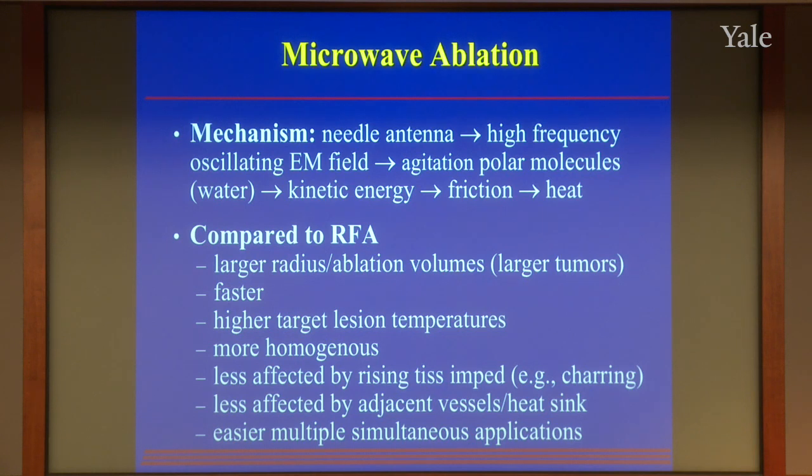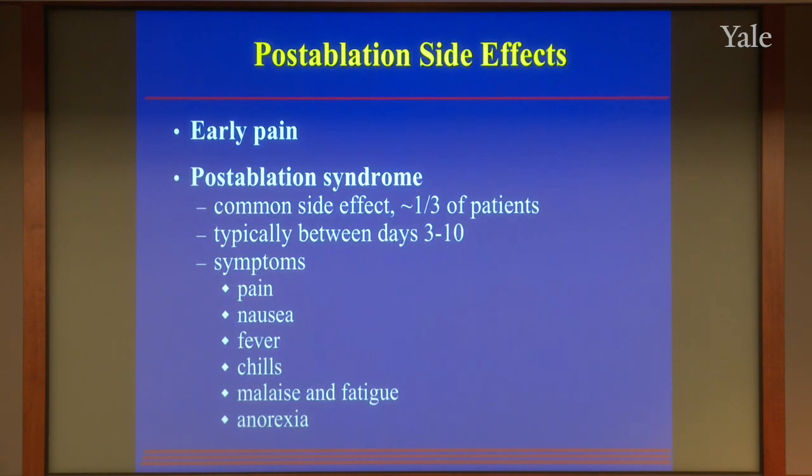It's faster. You don't have to use a grounding pad, so it makes it a little easier for the operator. You get higher target lesion temperatures. It's more homogeneous, less affected by the tissue impedance. You don't have to worry about the charring, really, that'll limit the extent of your volume of ablation. And it's less affected, as I said, by heat sink effect. And you can more easily have multiple probes in to treat a larger area.